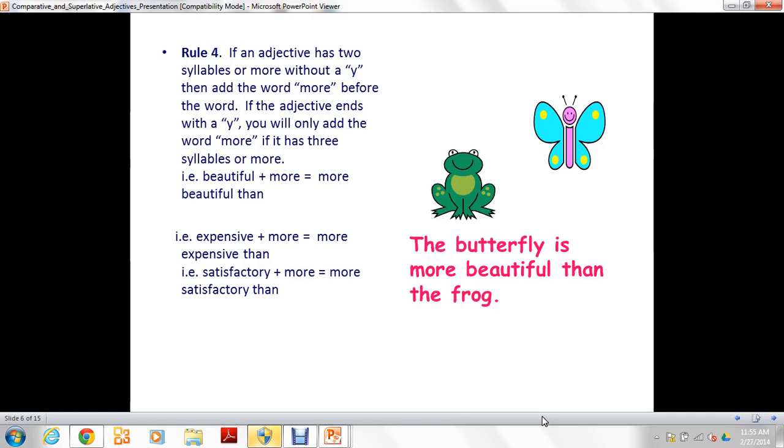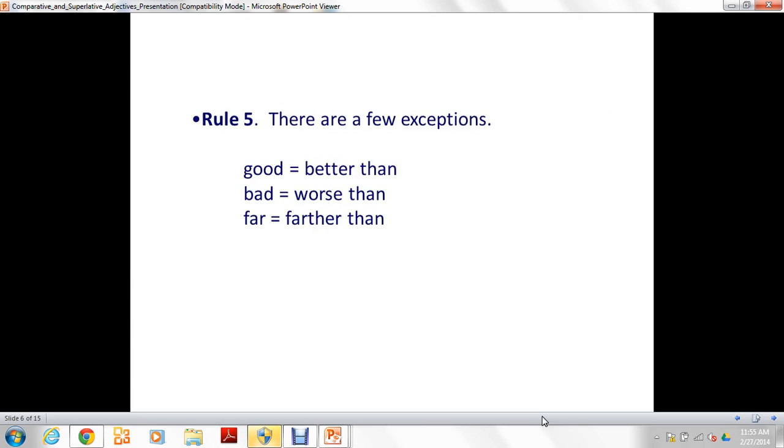Rule number 4, if an adjective has 2 syllables or more without a Y, then add the word more before the word. If the adjective ends with a Y, you will only add the word more if it has 3 syllables or more. And you can see some examples right here. Rule 5, there are a few exceptions. Good, better than, bad, worse than, far, farther than.